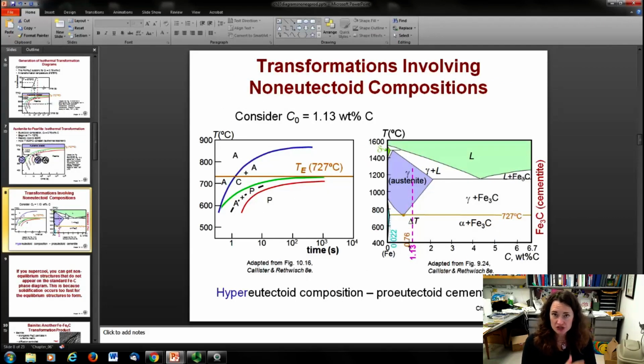If you have non-eutectoid compositions, then what happens is you get the formation of those pro-eutectoid particles.